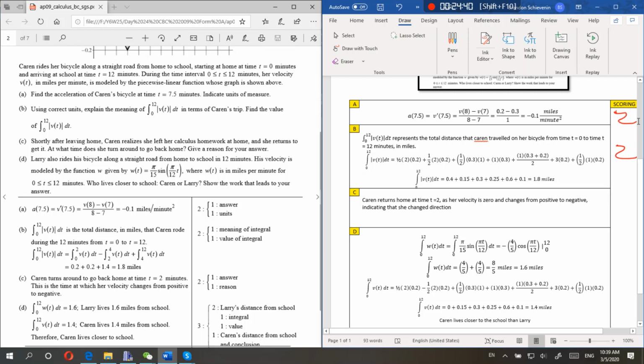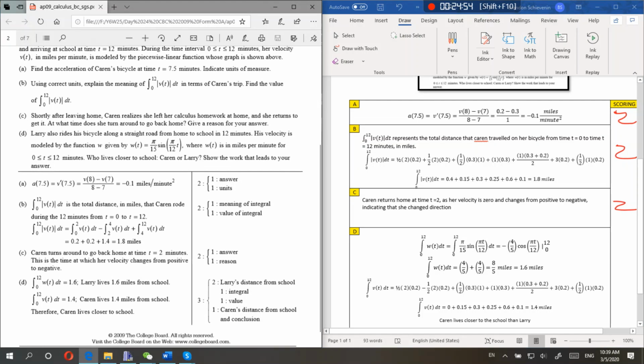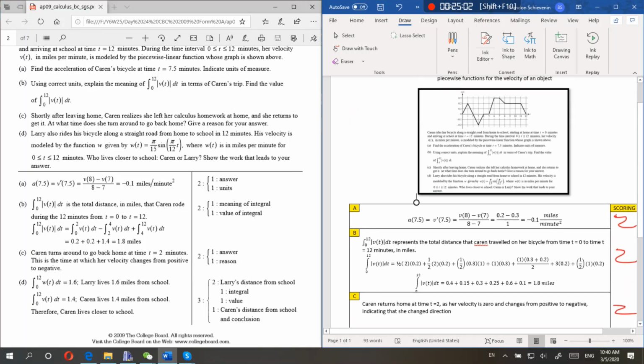She turns back at 12 because the velocity changed from positive to negative. Okay, we've got that exactly. And then the distance, 1.6 and 1.4 miles, integral and value. Okay, and then Karen's distance. And conclusion, Karen lives closer to school. Okay, cool. 3 points. So that's 9 out of 9, and we're good. Yay.